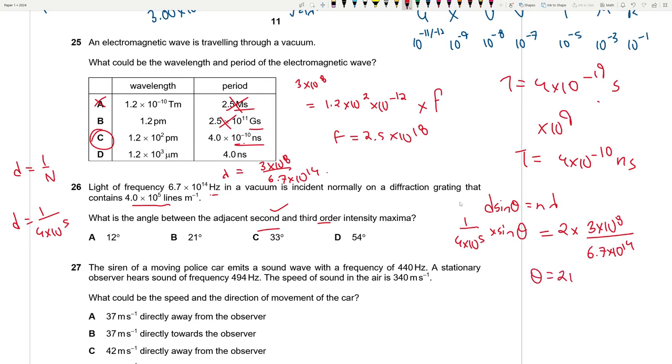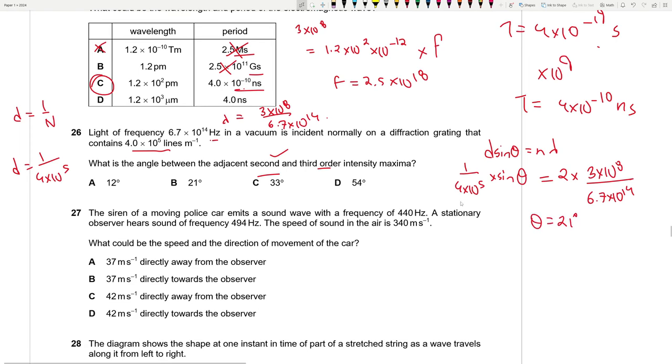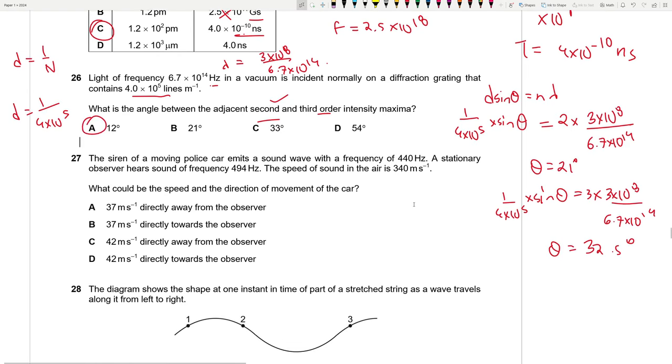So theta is equal to 21 degrees for the second order. Now for the third order, 1 by 4 into 10 power 5 into sine theta equals 3 into 3 into 10 power 8 by 6.7 into 10 to the power 14. So let's do this, cross multiplication, sine inverse of the answer. So theta is 32.5 degrees for the third order. So it's 32.5 minus 21 degrees, and we get 11.5 degrees, which is rounded off to 12 degrees.